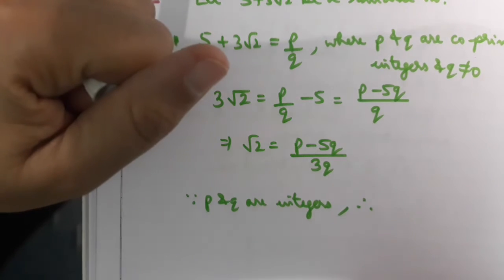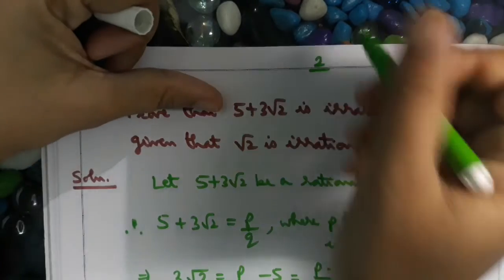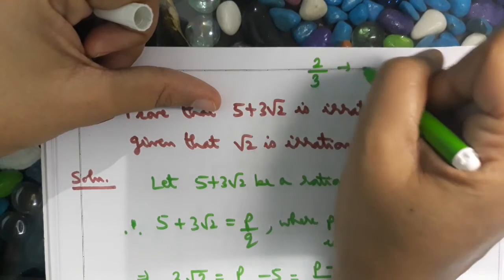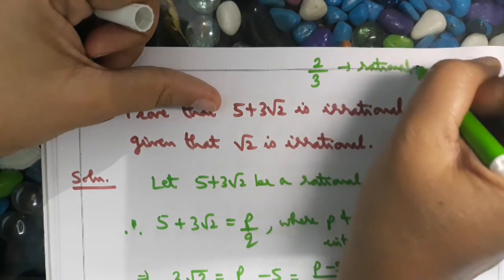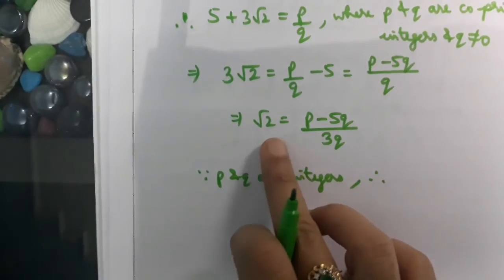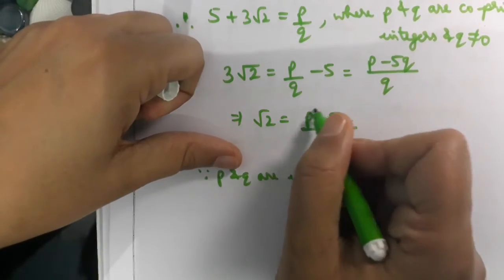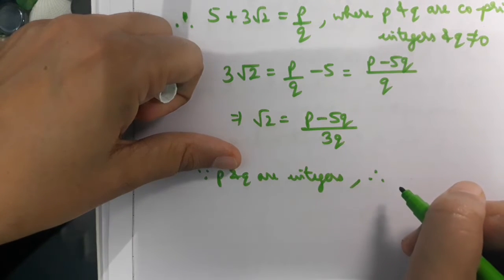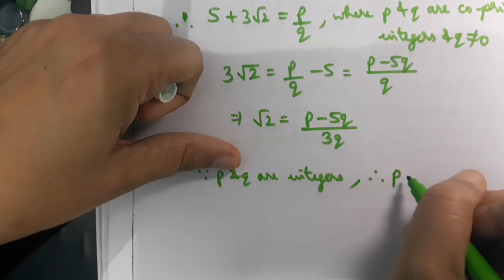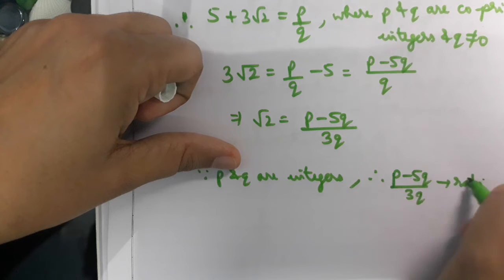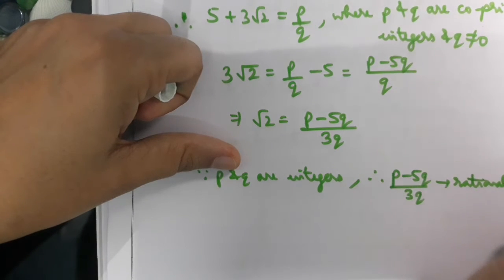And what is integer upon integer? Let us take any integer 2 and another integer 3. So integer upon integer, you can see that this is a rational number. So over here p and q are integers. So numerator is integer, denominator is integer. So integer upon integer would be a rational number. So we can say that p minus 5q upon 3q is a rational number.